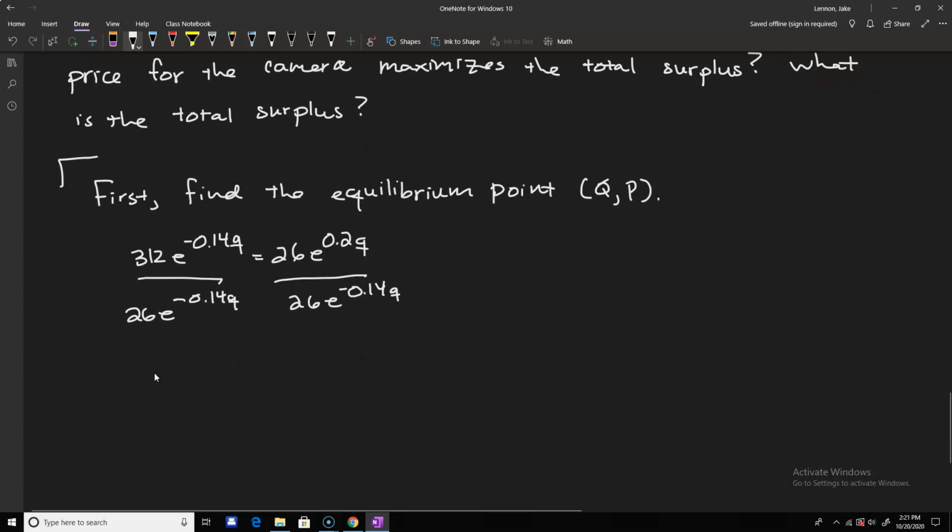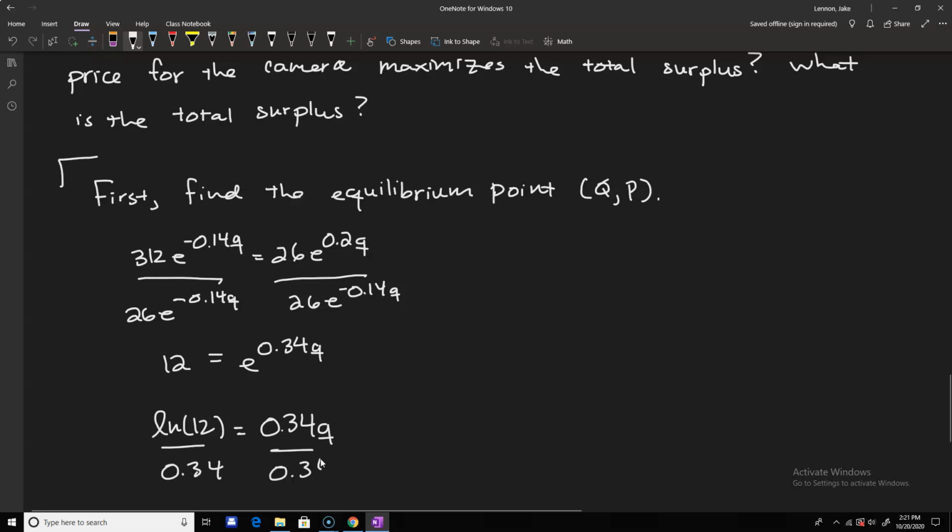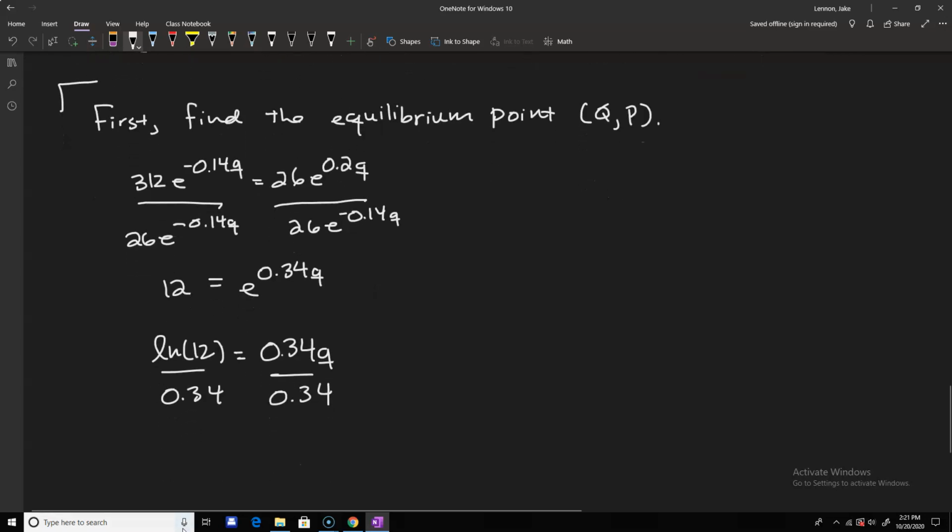So in fact, that'll just leave me with 12 on the left, and on the right, remember, I would subtract exponents here, and 0.2 minus negative 0.14 is actually adding the exponent, so that's 0.34 Q. And then I can solve this by taking the log of both sides, so the natural log of 12 will just equal the exponent there, 0.34 Q. Remember, if you take the natural log of e to a power, you just get whatever's in the exponent. And then I divide by the 0.34 on both sides, and that will give me Q. So I get a value, if I plug that into my calculator, of about 7.31. Again, remember that's in thousands, so that's going to be thousands of cameras.